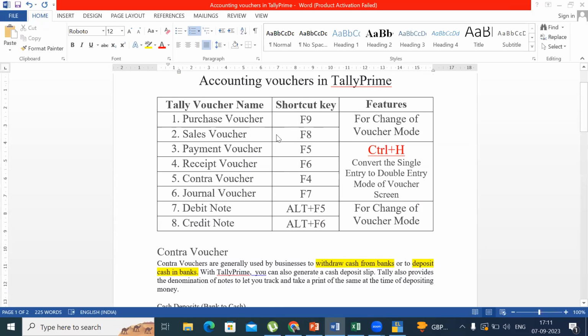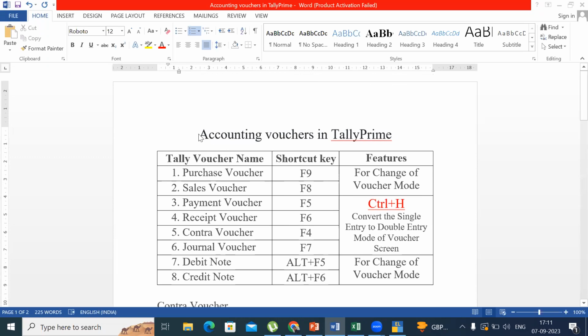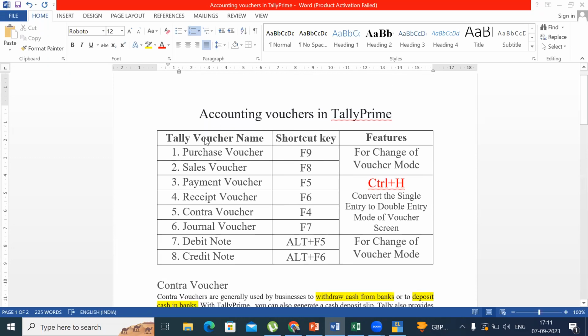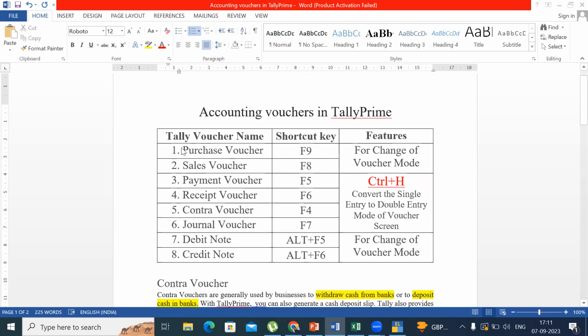Okay. So accounting vouchers. How many vouchers are there in Tally? In Tally, there are a total of 8 types of vouchers. For every transaction, we have to put one voucher. Based on the transaction, we have to select the voucher type. These are all called accounting vouchers in Tally.